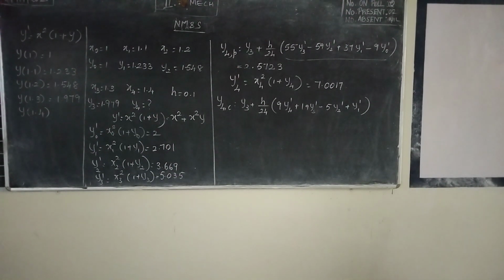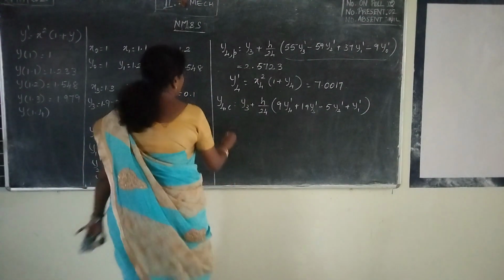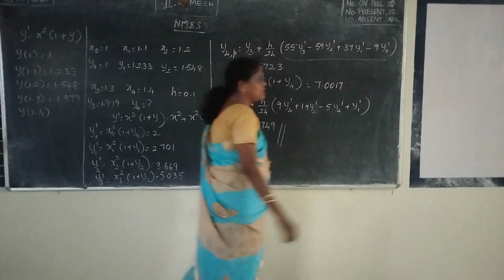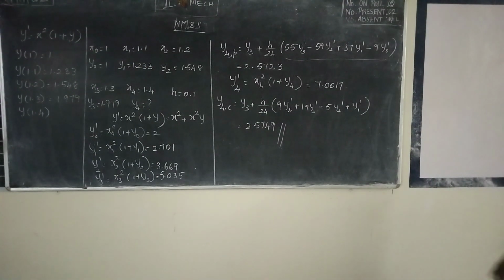2.5749. Others, check your answer. 2.5750. Okay, 50. Correct. Correct.